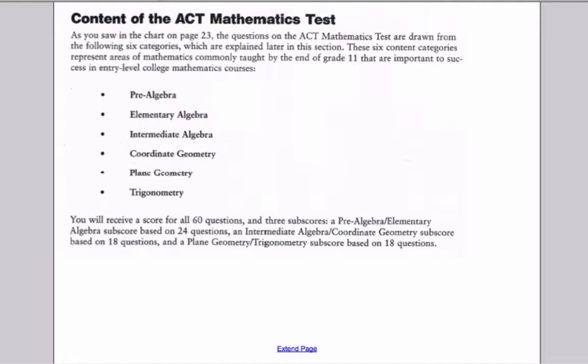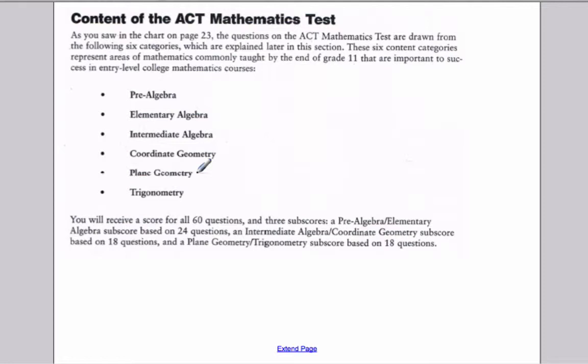The 6 content areas are pre-algebra, elementary algebra, intermediate algebra, coordinate geometry, plane geometry, and trigonometry. And they go in order from easy to most difficult. Basically, pre-algebra, which is going to be your 6th, 7th, 8th grade, to elementary, which is in your 9th grade, intermediate, 9th grade and a little bit of algebra 2, coordinate geometry, which is generally 10th grade, which is geometry, and then your trigonometry, which you'll see in algebra 2, and a little bit in geometry as well.